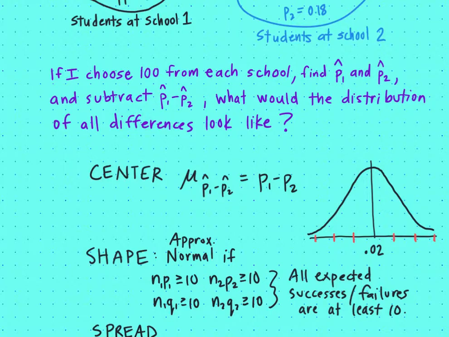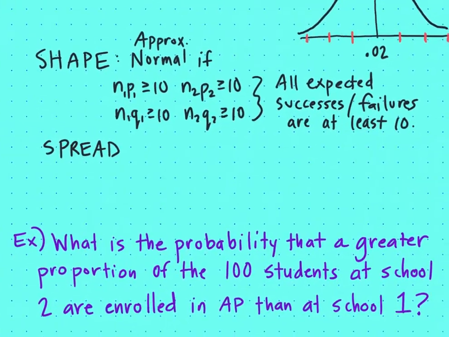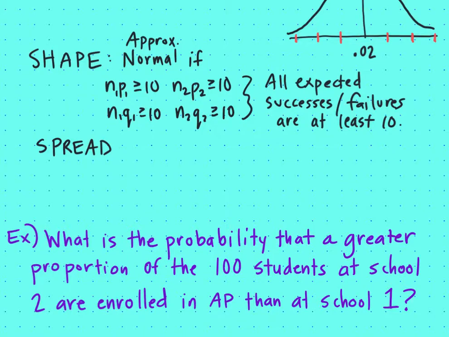I know I'm centered at 0.02, but that could mean a lot of things. Maybe the spread, the standard deviation, is 1%, or maybe it's a fraction of a percent. Maybe it's more than 1%. We don't know. So, the spread of the sampling distribution of the difference in sample proportions. Here we go. This is a big one.